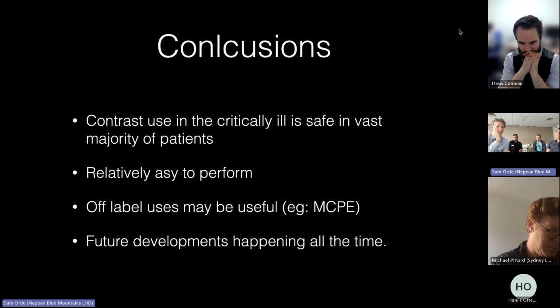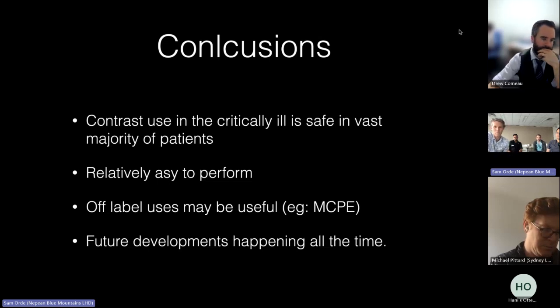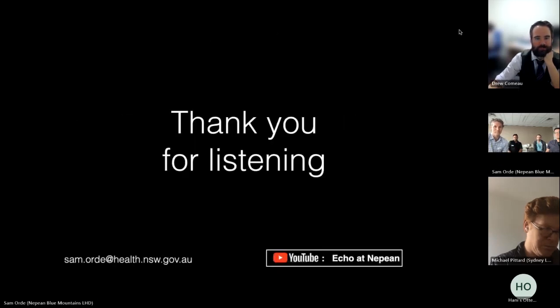I'd love to show you. It's not rocket science by any stretch. You just have to turn down the mechanical index. There are presets on the machines to use if you can, which seem to work well, but otherwise you can do it manually. Off-label uses may be useful. There's some nice research to look into, particularly for perfusion studies of the myocardium, and future developments are happening all the time.